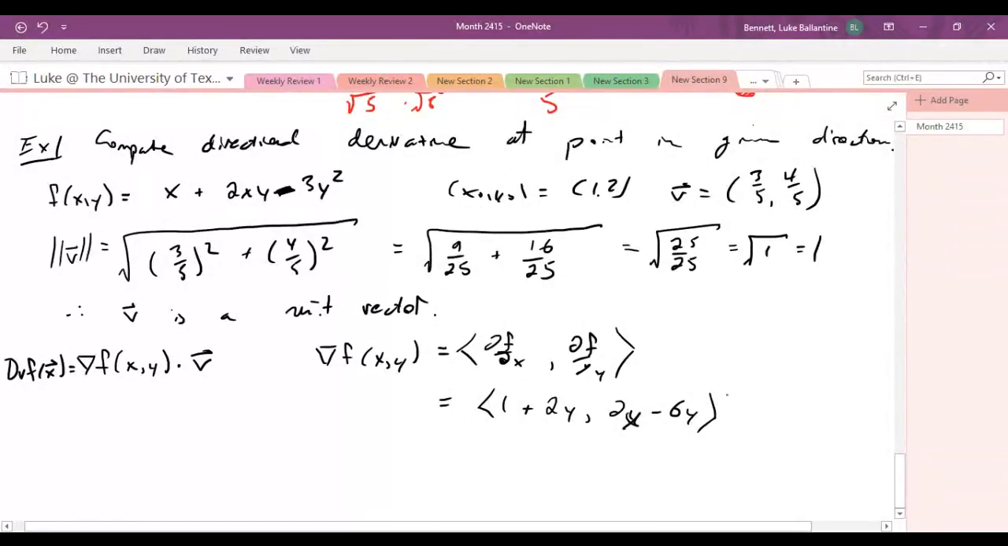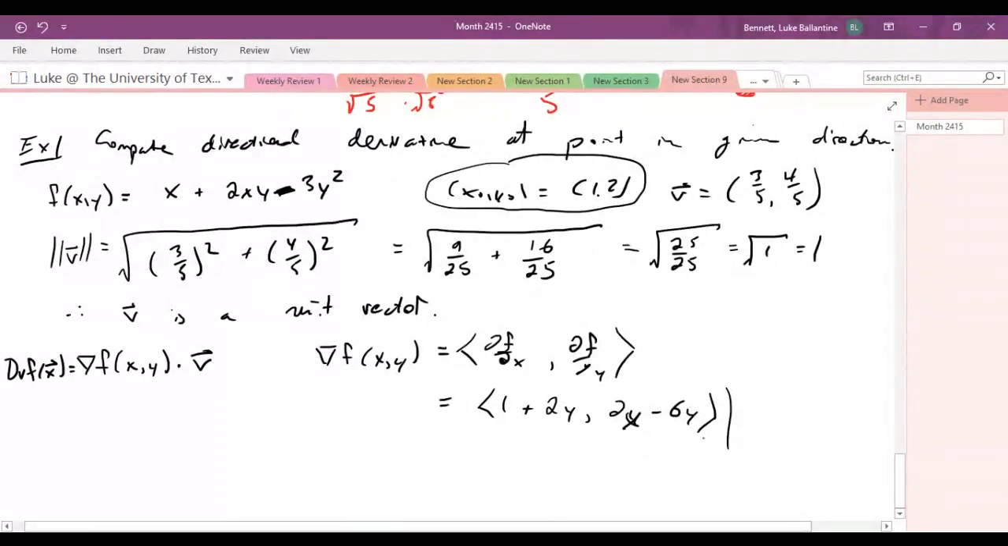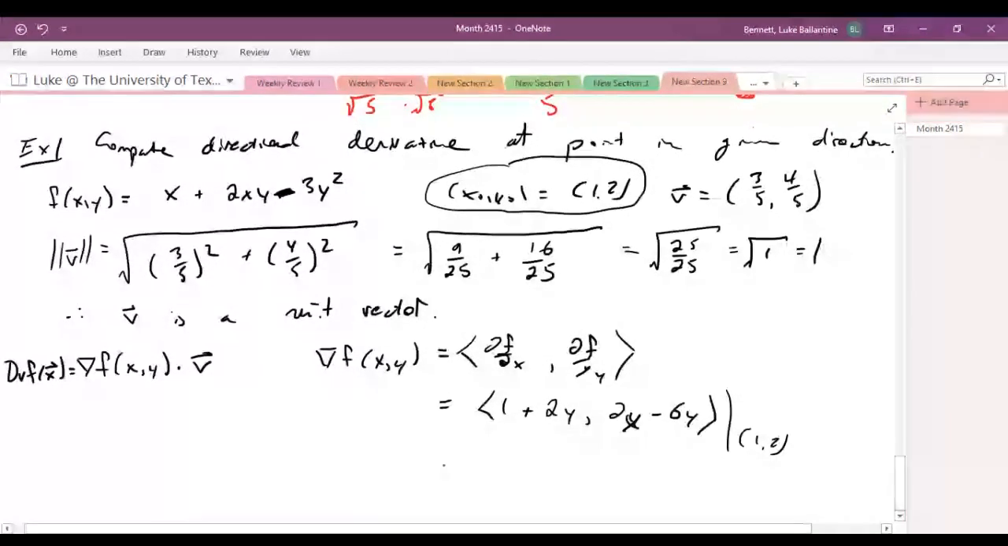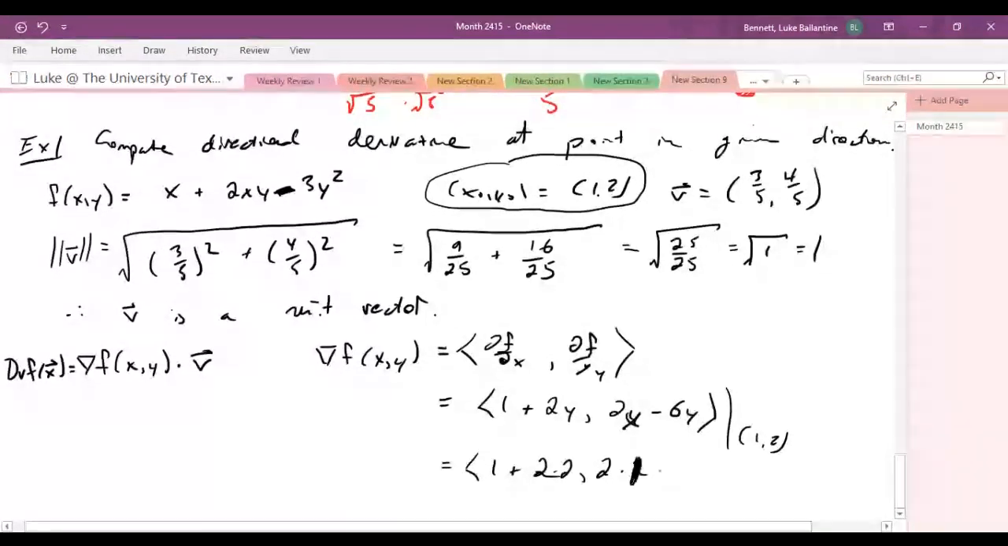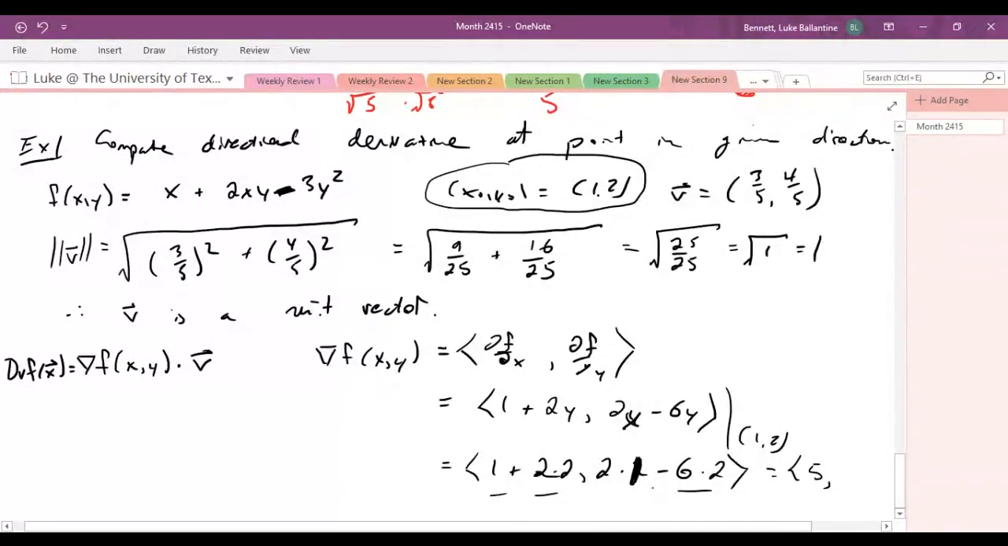And then we evaluate this at our point, the gradient at the point. So at (1, 2), it's going to be 1 plus 2 times 2, 2 times 2, no, 2 times 1, minus 6 times 2. Okay, well, this is 4 plus 1, that's 5. And then this is negative 12 plus 2, it's going to be negative 10. So del f at (1, 2) is equal to (5, -10).